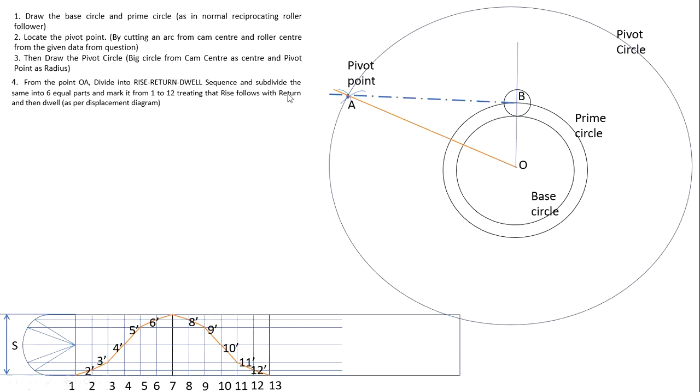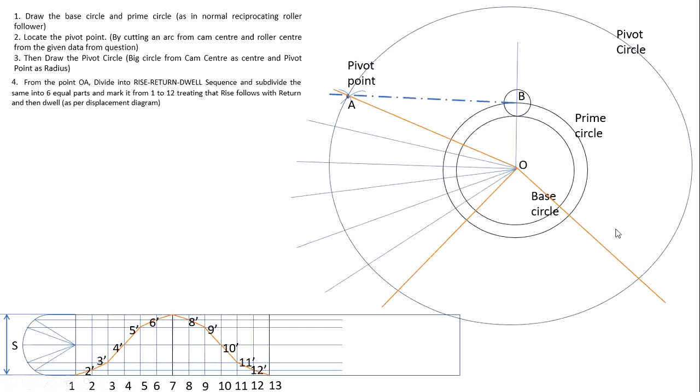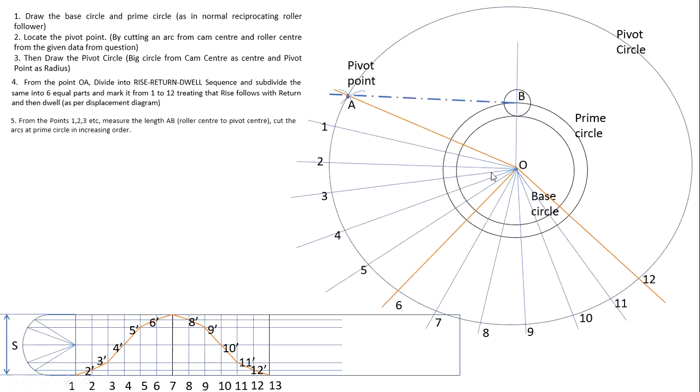So now from the line OA we have to divide: this angle is the angle of rise, this angle is the angle of return, and the rest will be the angle of dwell. Now divide this angle into 6 equal parts and this angle into 6 equal parts like this, and we can mark them with numbers 1, 2, 3 up to 12. So now these are the points from which we have to cut arcs for the length of OA.